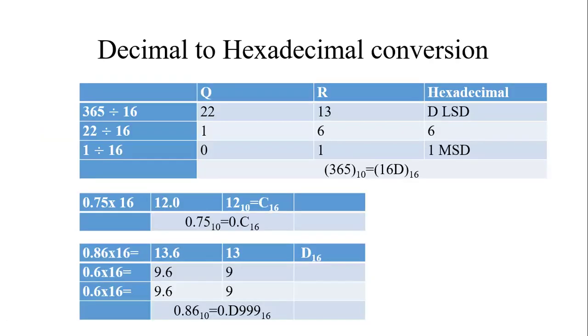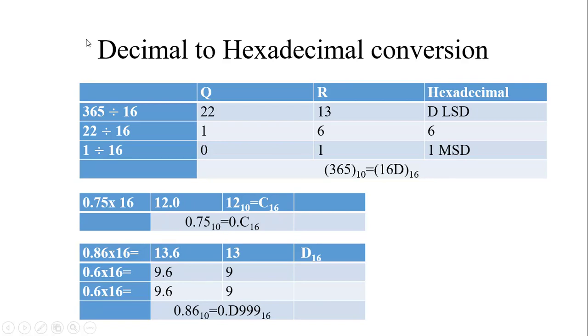So this is the conversion. Decimal to hexadecimal: in decimal to hexadecimal conversion, decimal whole numbers are divided by 16 to convert them into hexadecimal, and decimal fractions are multiplied by 16 to convert a decimal fraction to a hexadecimal fraction. This is the example of conversion of a decimal whole number to hexadecimal.